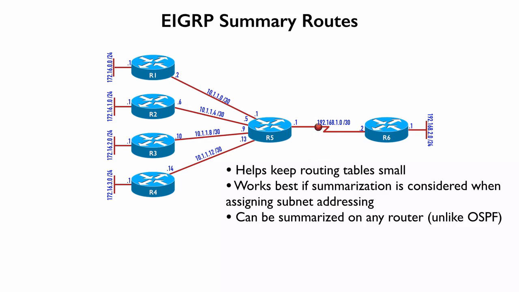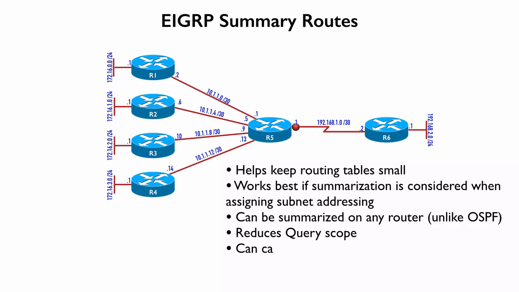And something else summarization can help us out with is limiting the scope of a query. Remember earlier we were talking about how if a router went active for a network, it would send out one or more queries trying to determine an alternate path to that network. And we saw that those queries could get out of hand in a large network. Well, with summarization, our query is going to stop at a router that has a summary route, and that summary route includes the subnet in the query. We don't propagate beyond the router that has that summary route.